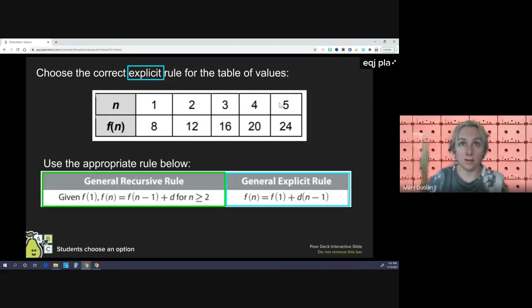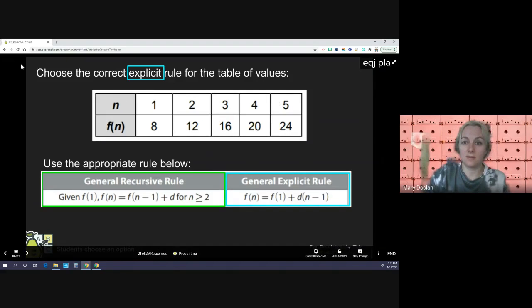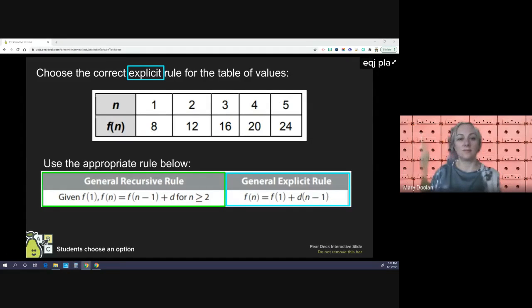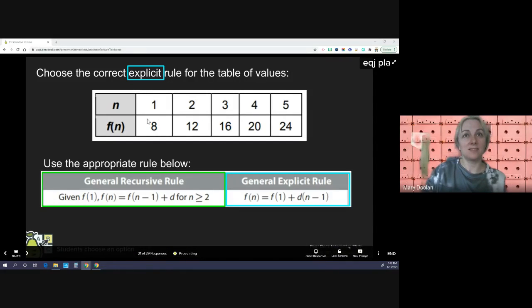F of 1 in this table is what? You can type it in the chat. What does f of 1 equal from the table? Thank you, Matthew. You're correct. It's 8. So right here we have to have an 8.